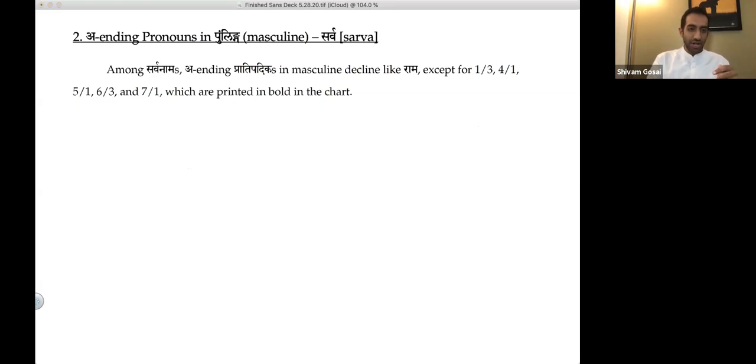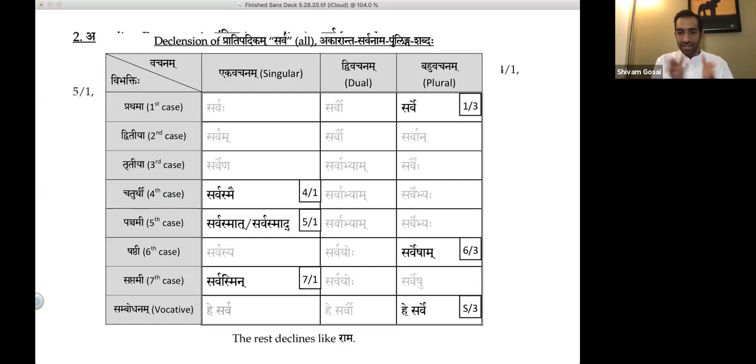Now let's look at the chart here, right? We see all the things in gray and all the things in black. All the things in gray are just like what we saw with Rama Shabda. So instead of Ramaha, we say Sarvaha. Instead of Ramo, we say Sarvo. Now we've run into our first difference, 1, 3. Sarve. It's not Sarvaha. That does not exist. It's Sarve. So let me switch over screens.